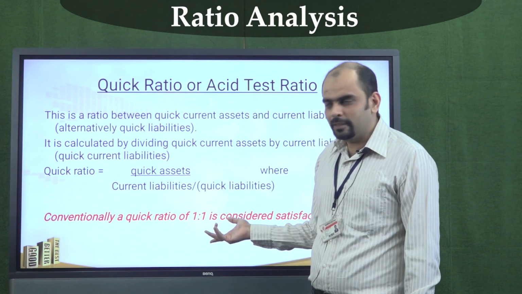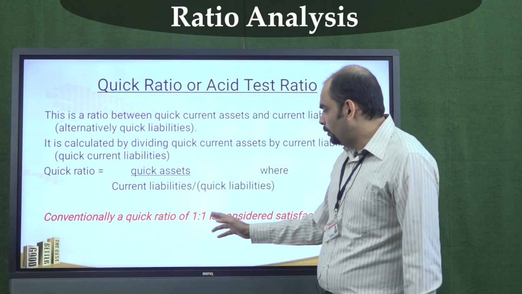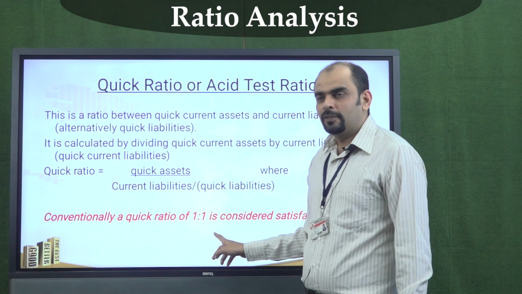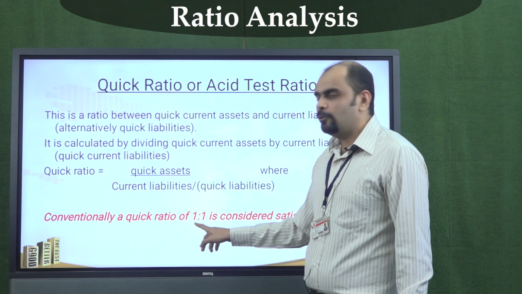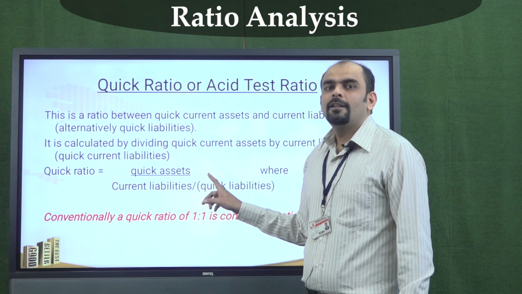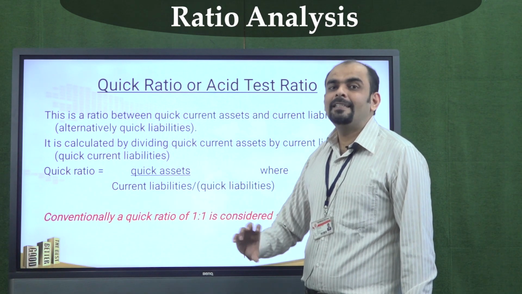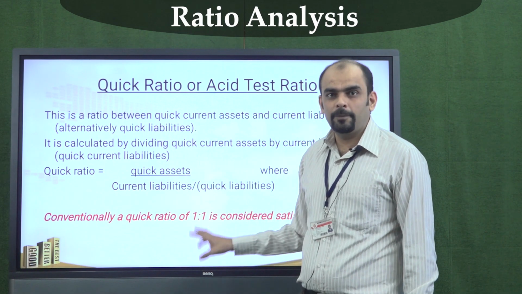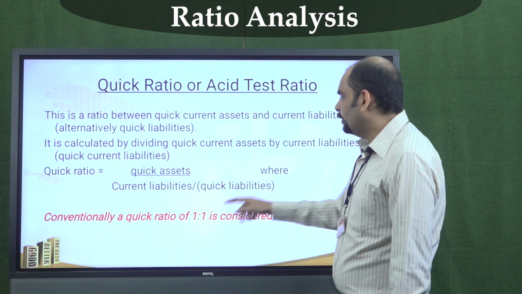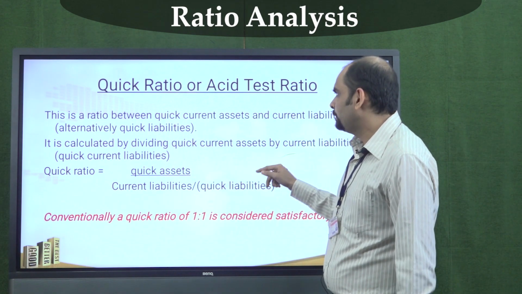Liquid ratio, we can call this in simple terms. It shows that for every 1 rupee of liquid liability, you need to have 1 rupee of liquid asset, so that you can easily make the payment as and when an emergency of payment arises. So 1:1 is the ideal ratio for this.